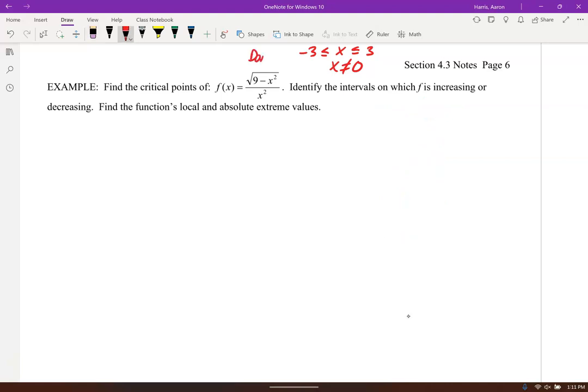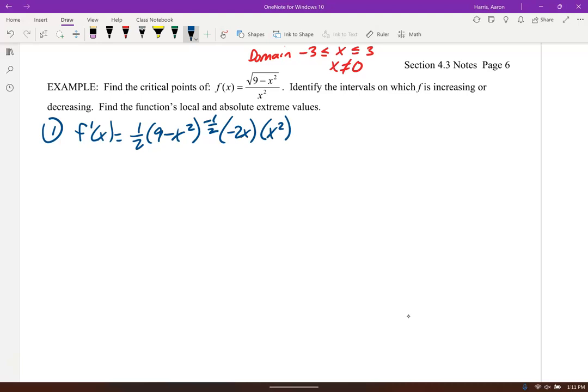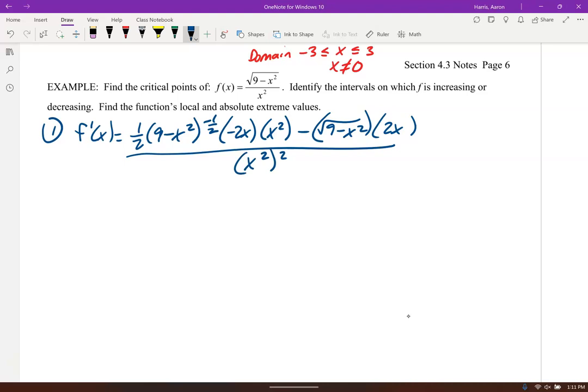And this is my domain. Let's find a critical point. So f prime of x, I have derivative of the top, 1/2 (9 minus x squared) to the negative 1/2 times derivative of the inside, negative 2x. Derivative of the top times the bottom minus the top times derivative of the bottom, well, that's 2x, and this is all over bottom squared.